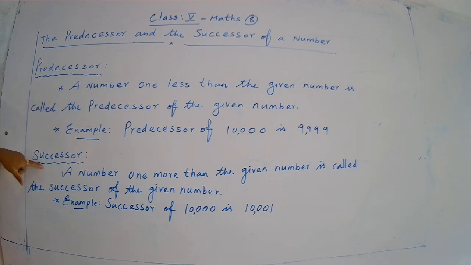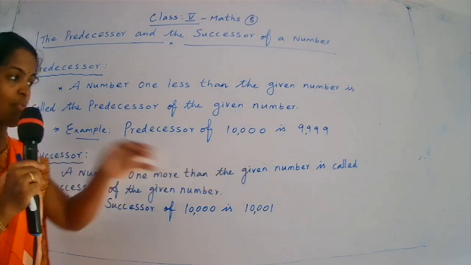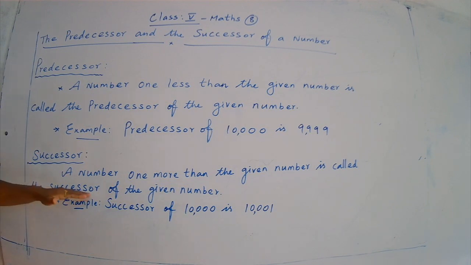Successor means after only will come. So the number that comes just after a given number is called its successor. We can get the successor of a number by adding 1 to it. A number one more than the given number is called the successor of the given number. Okay children, are you clear?